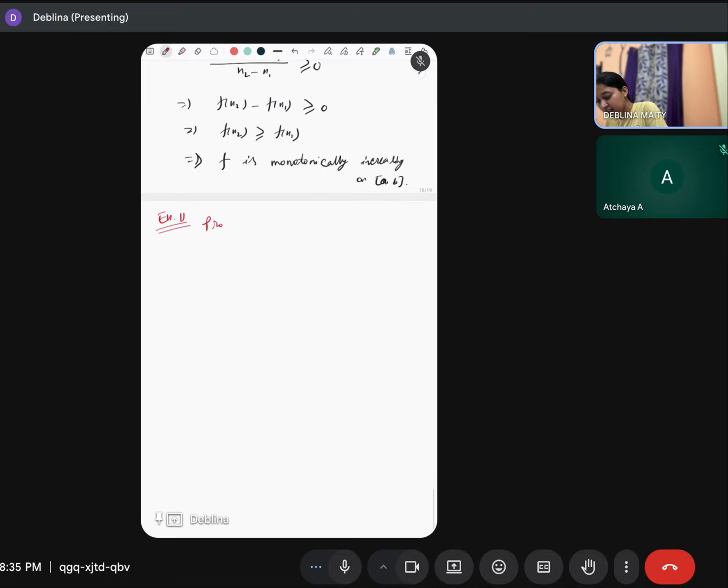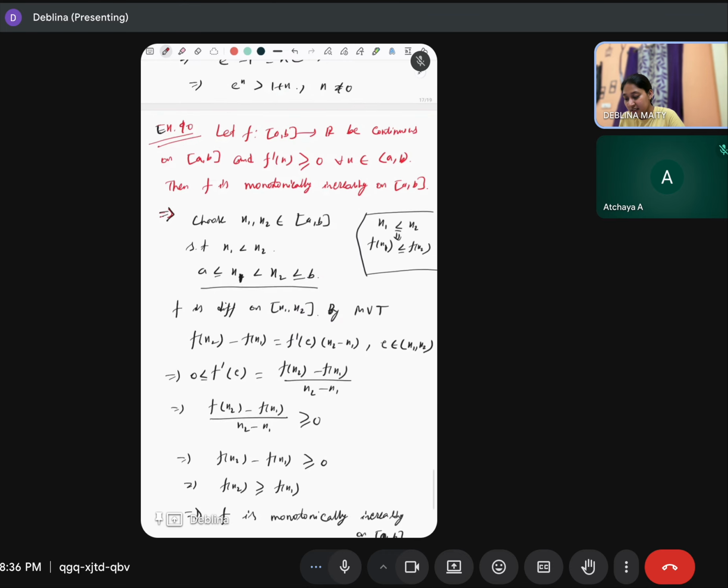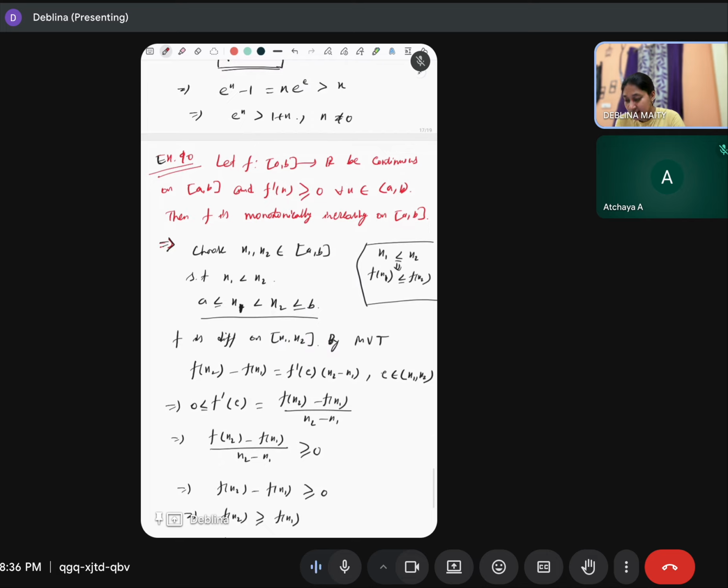So prove that inequality when x is strictly greater than 0. Now we will use the last theorem, this exercise, that if f dash x is greater than or equal to 0 in an interval, then it is monotonically increasing. We'll use this.